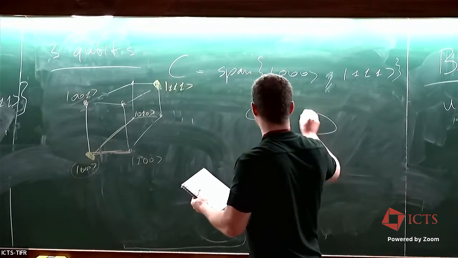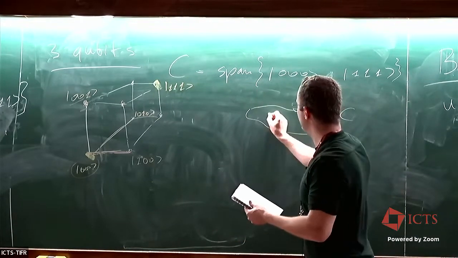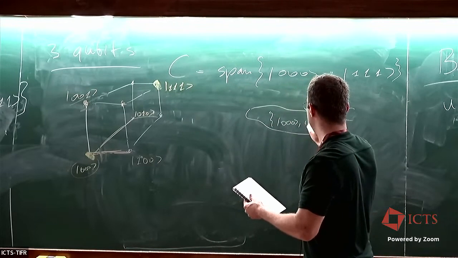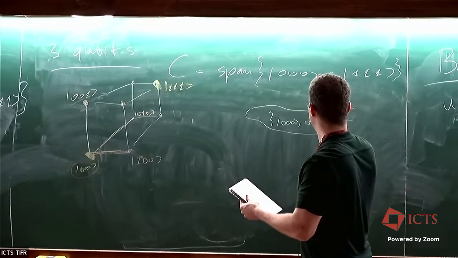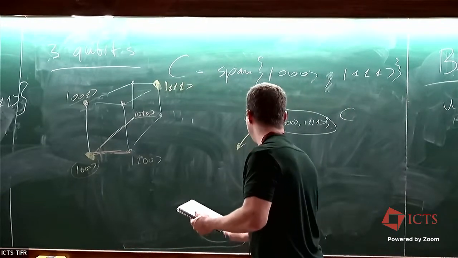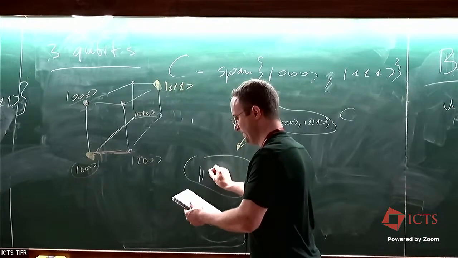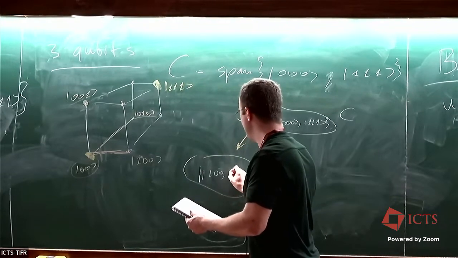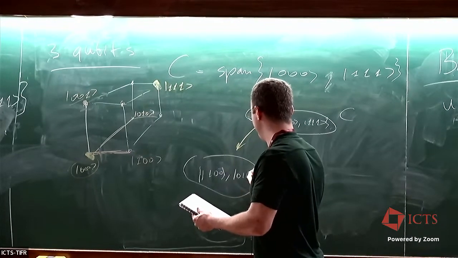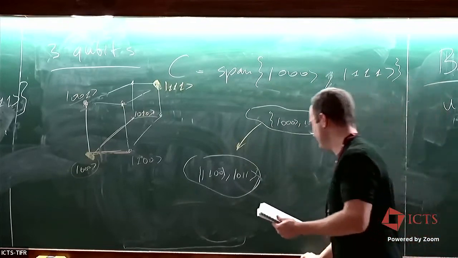So if we draw it as a picture of subspaces, the code space C was the span of 000 and 111. If I have a bit flip error on the first qubit, I go to the error space, which is the span of 100 and 011. This is orthogonal to the original code space.